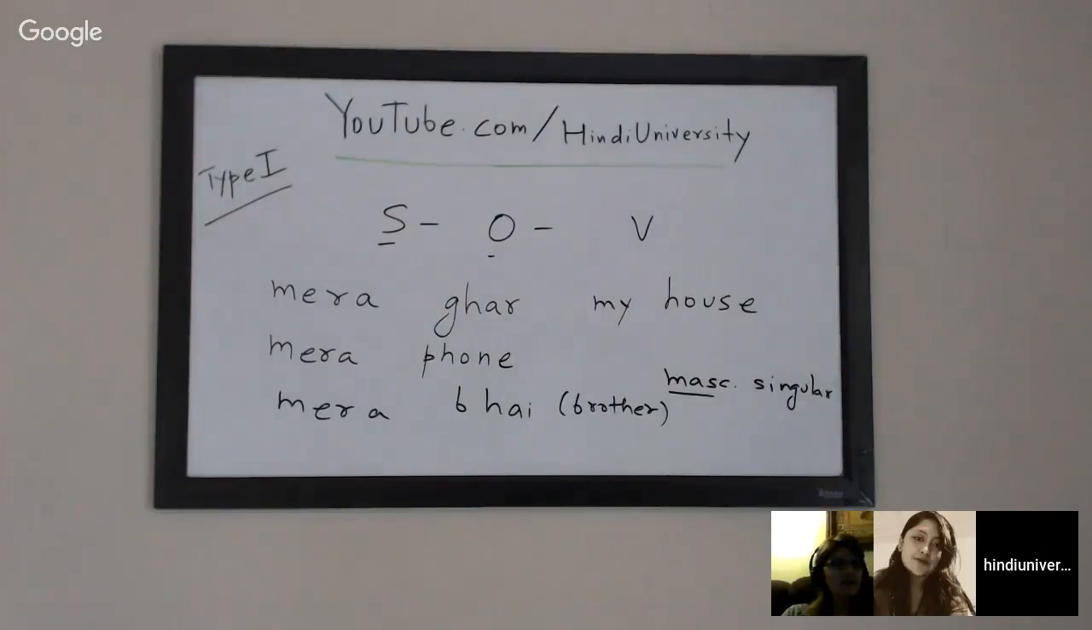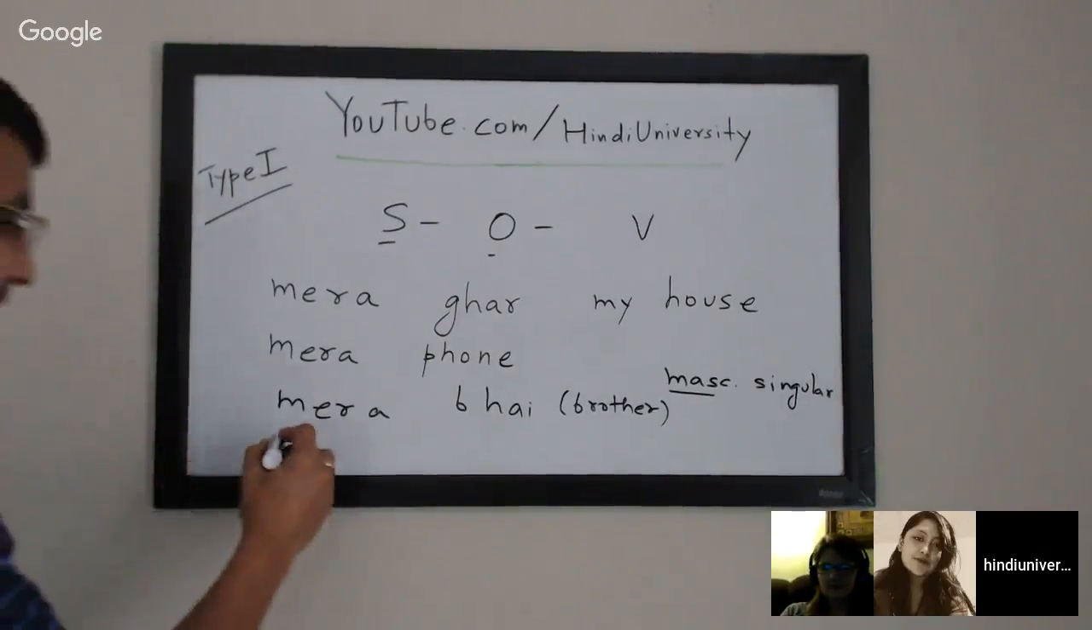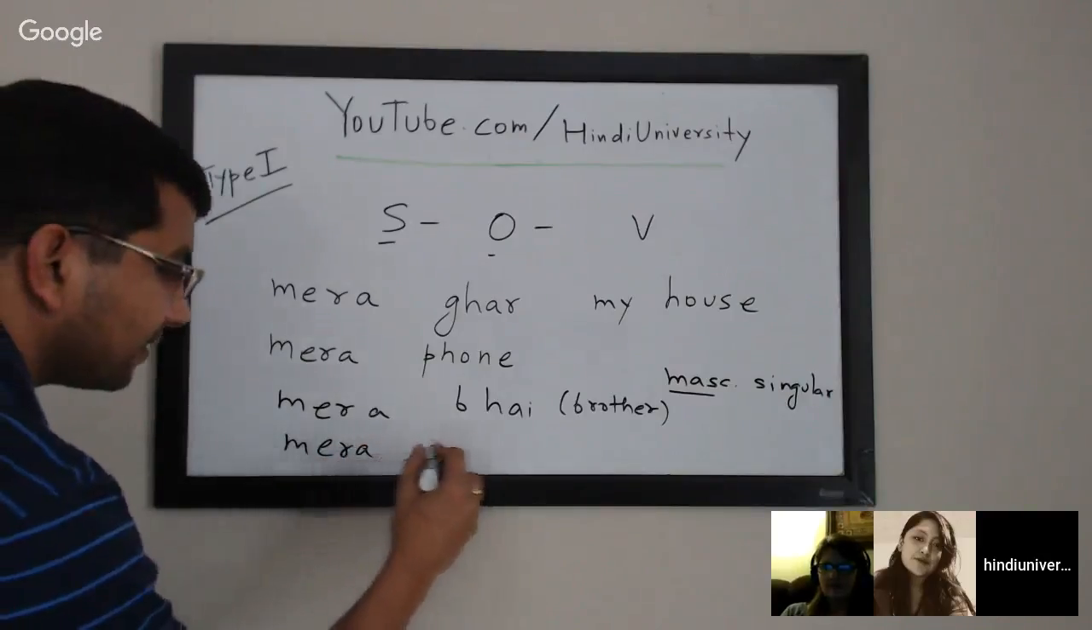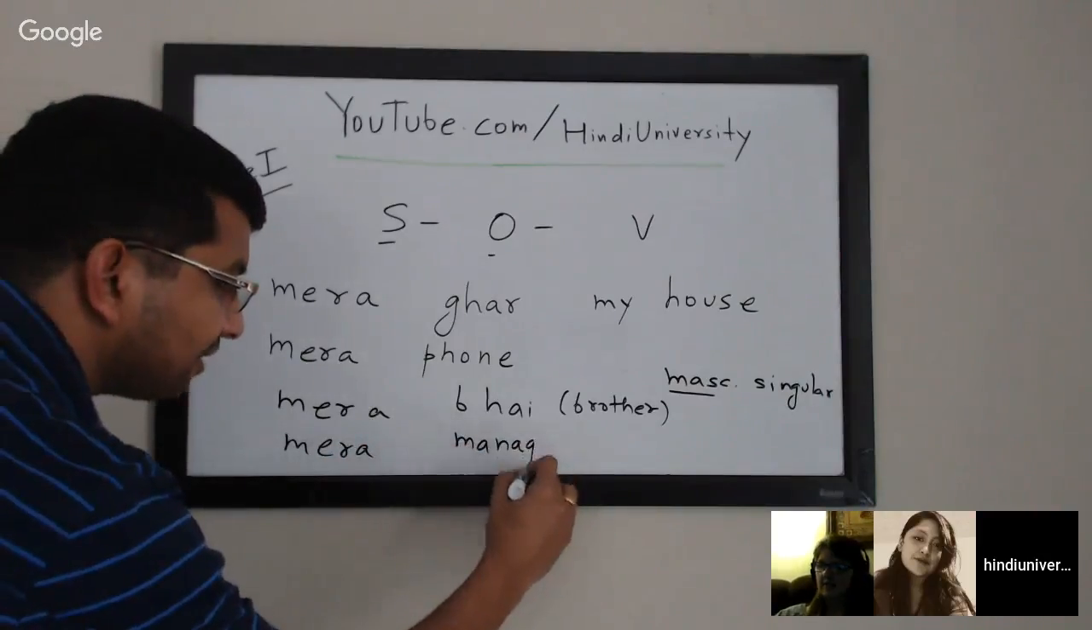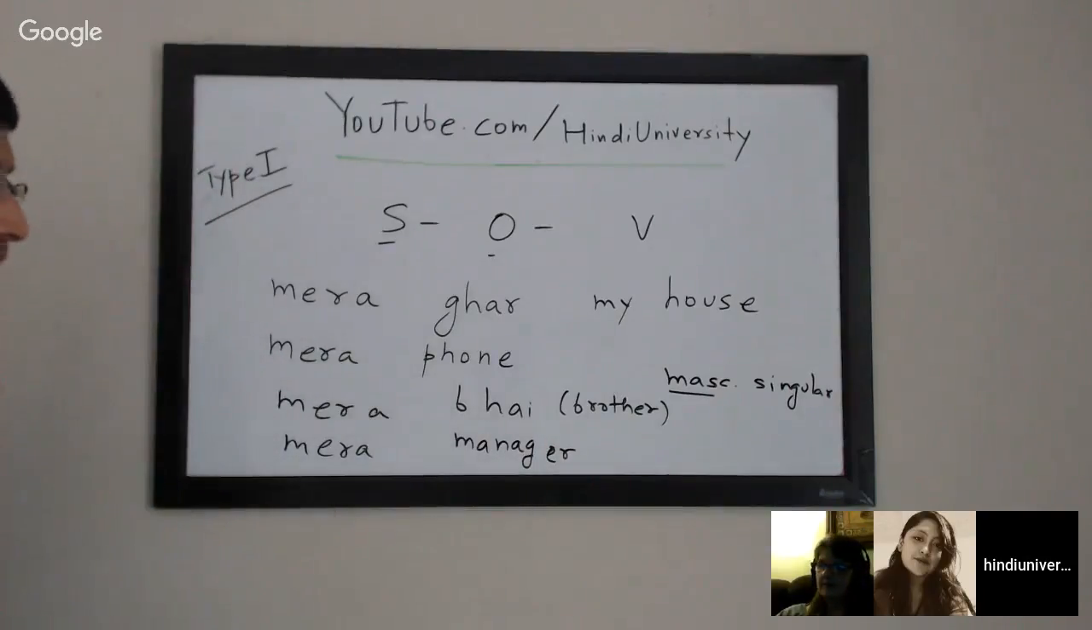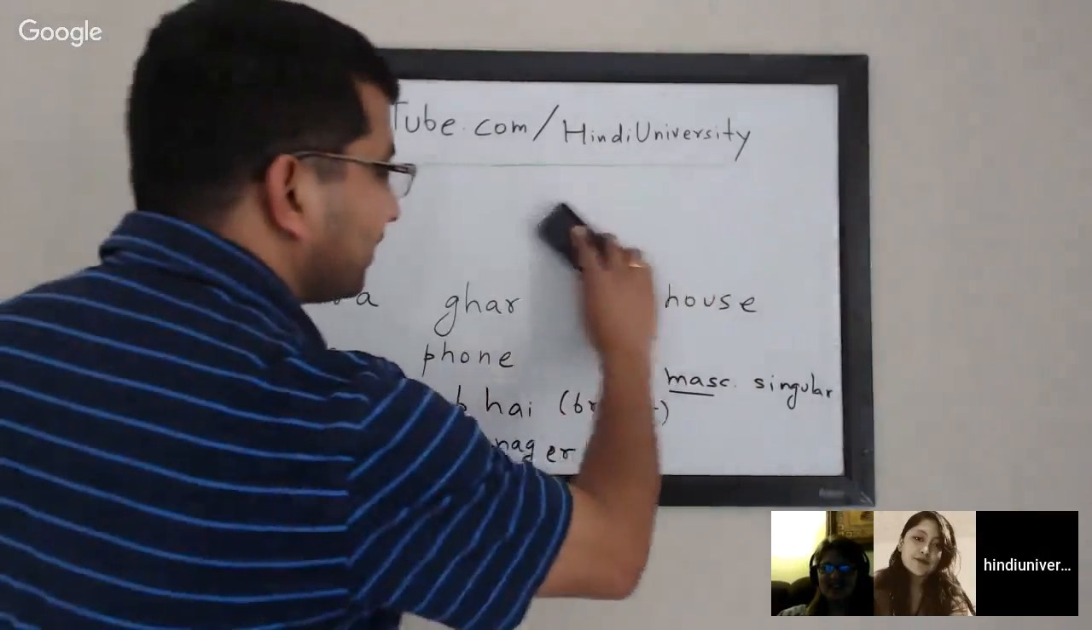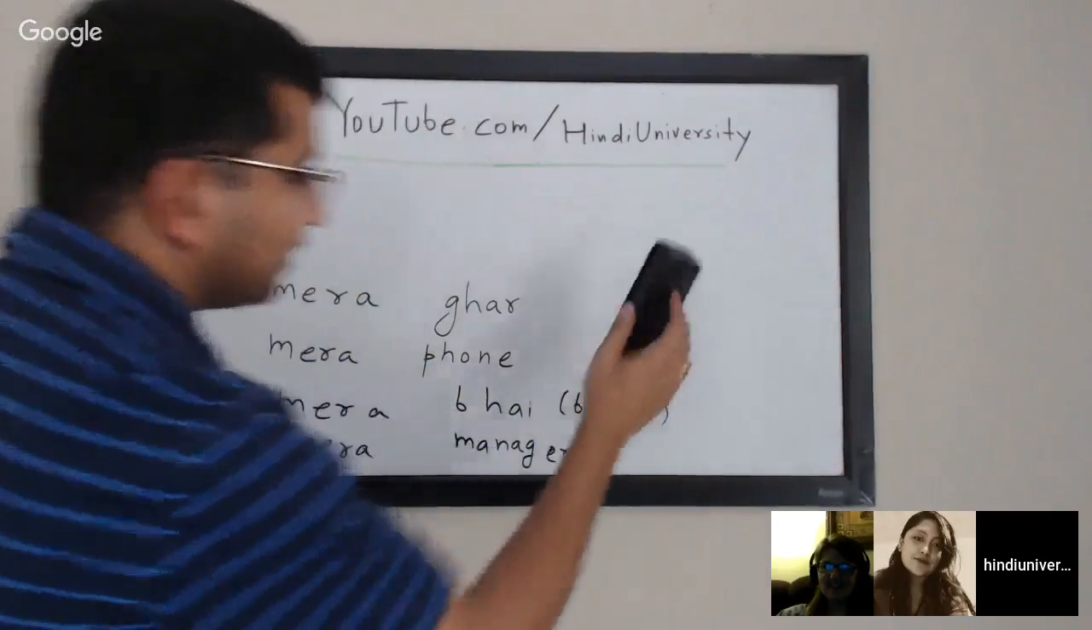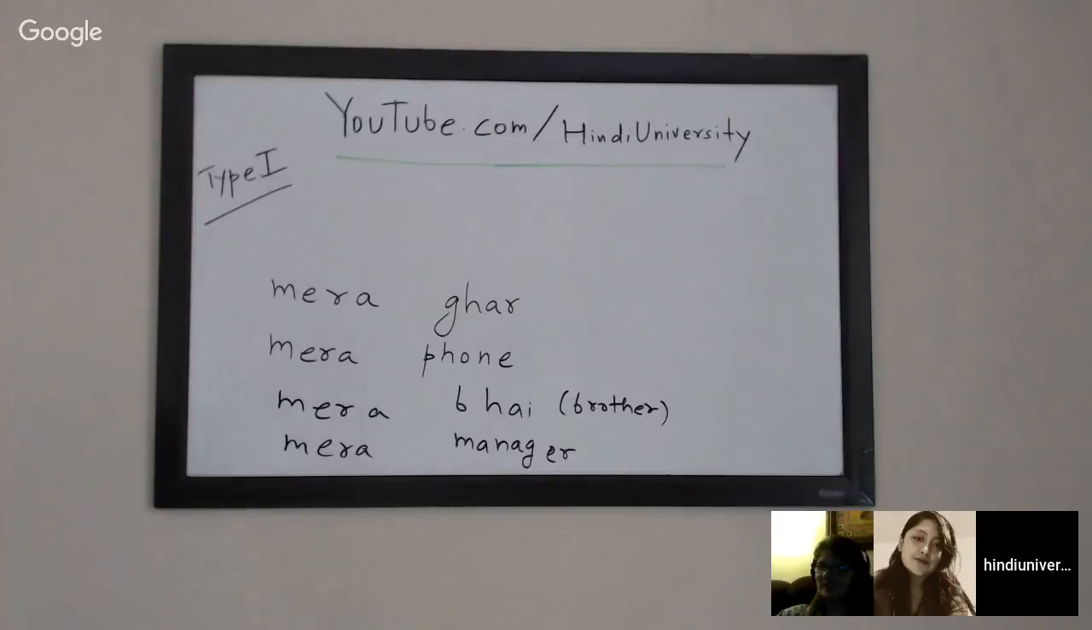Okay, mera manager. Okay, that's also correct. My manager. And in this case, again, you're considering your manager is masculine singular. If it is a female manager, you will say meri manager. Okay. Liz, you said mera car. Okay. Car is considered feminine singular. So it would be meri car. Okay. Let's keep going. There's no mistake, as I said. So keep going and think about all the other objects that you can think of.